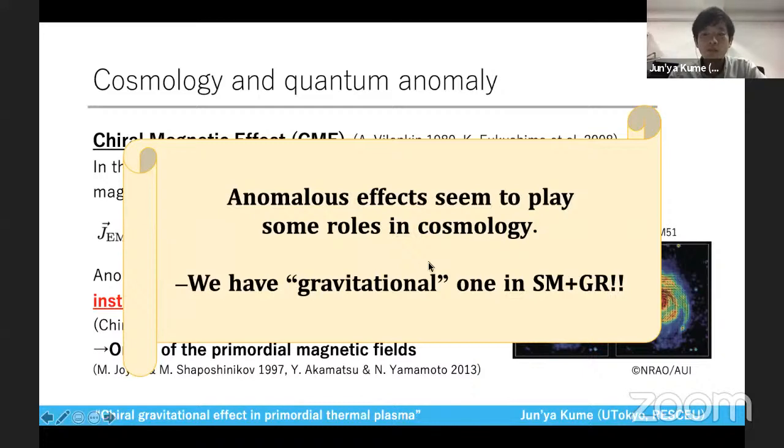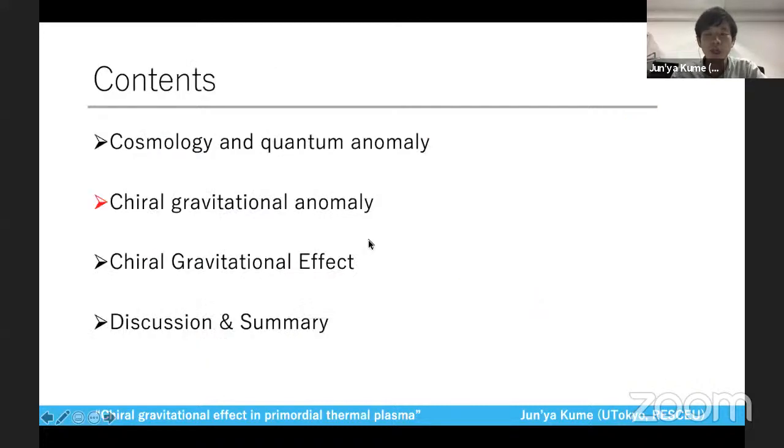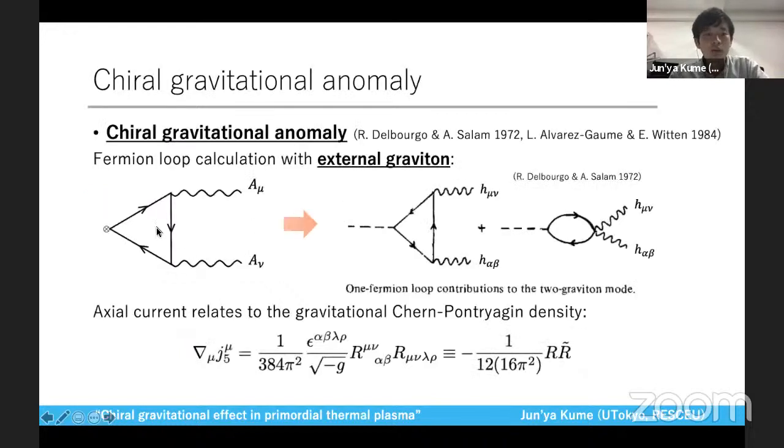But here I'd like to emphasize that we have gravitational anomalies. Let's see how gravity comes into matter. Chiral anomalies are evaluated from this kind of diagram, and you can do a similar calculation for the case of external gravitons. This results in the so-called chiral gravitational anomaly, where the contraction of the Riemann tensor and its dual contributes to the axial current divergence. So now you see that gravity contributes.